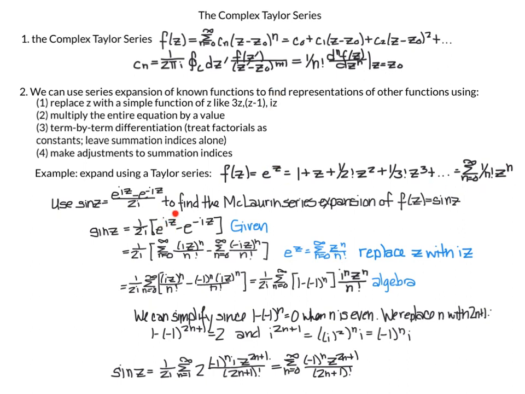So this first term here becomes 1 over n factorial times iz to the n. And then the second term here, I just plug in minus iz for z to the n. So again, I get 1 over n factorial times minus iz to the n.